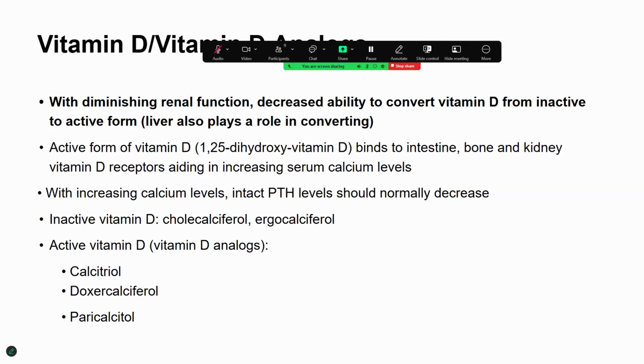The vitamin D analogs. With diminishing renal function, the body now has a decreased ability to convert vitamin D from the inactive to the active form. The liver also plays a role in converting vitamin D from the inactive to the active form.